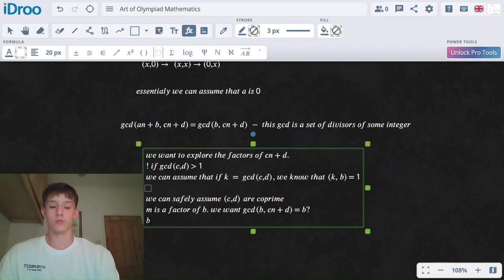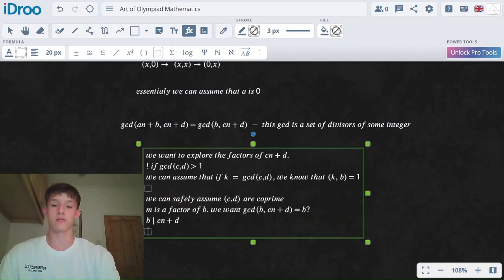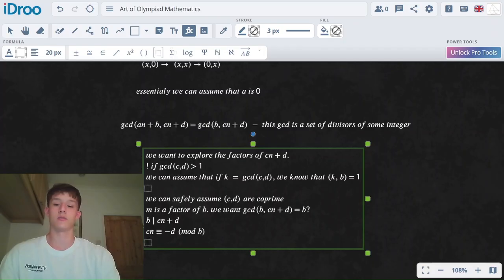So first of all, we do want, therefore, for B to divide Cn plus D, and this means for us that Cn is equivalent to minus D mod B, and for this, since we can basically pick n, we want B and C to be coprime.